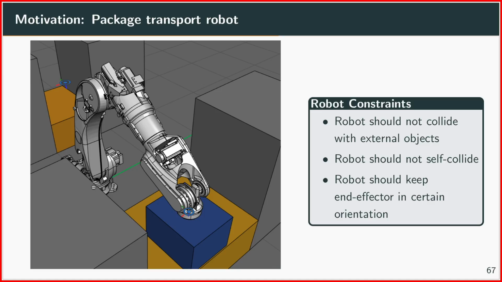And here are some examples of some constraints which you could have for realistic robot applications. So for example, here we have one application where this robot arm needs to transport a box from one table to another table. And in this case, the robot should, of course, not collide with any external objects. The robot should not self-collide. And sometimes you have some valuable goods in those boxes here. And so sometimes you would also like to impose that the robot should keep its end effector in a certain orientation so that the box is not tilted in any way.